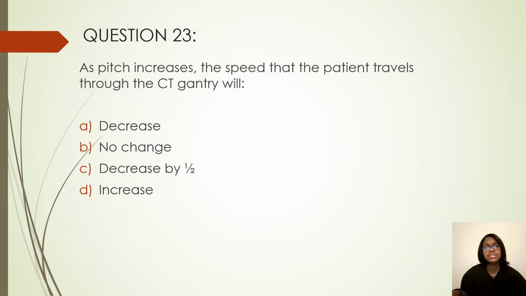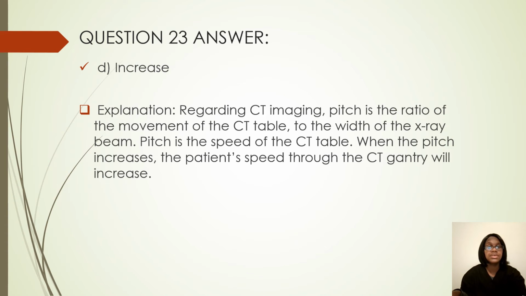As pitch increases, the speed that the patient travels through the CT gantry will do what? Will it decrease, have no change, decrease by half, or increase? And this time we're talking about pitch. So the key word here is pitch. It's going to increase. So pitch is going to be that ratio of the movement of the CT table. So whenever the pitch increases, the speed of the CT table will increase.